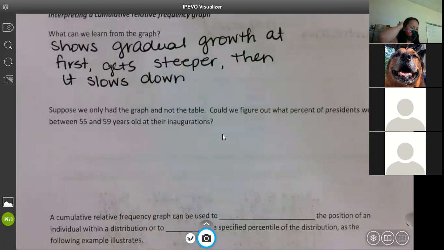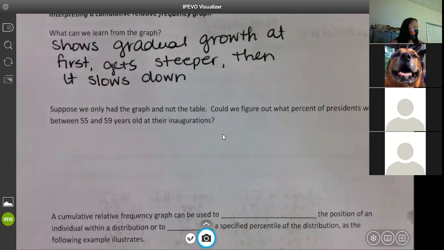Okay. Suppose we only have the graph and not the table. Can we figure out what percent of presidents were between 55 and 59 years old at their inauguration? So we could, so if we're looking at this graph, how do you get it? Can I teach how you get it? Like I have to show you how you get this if you're just given the graph.